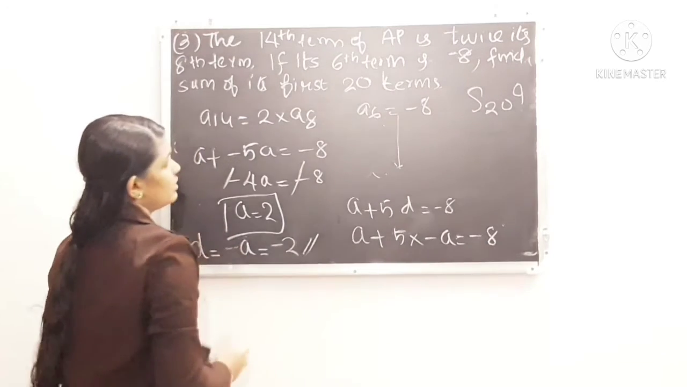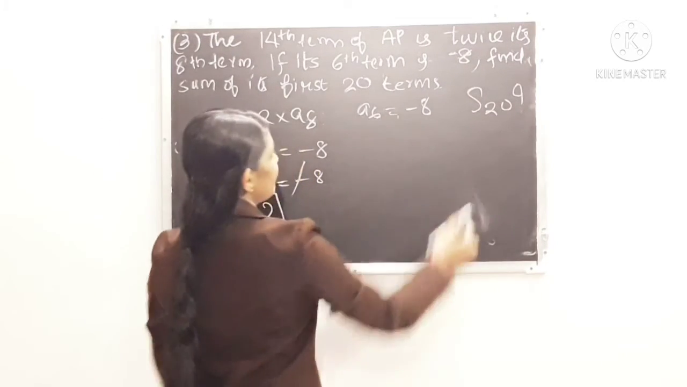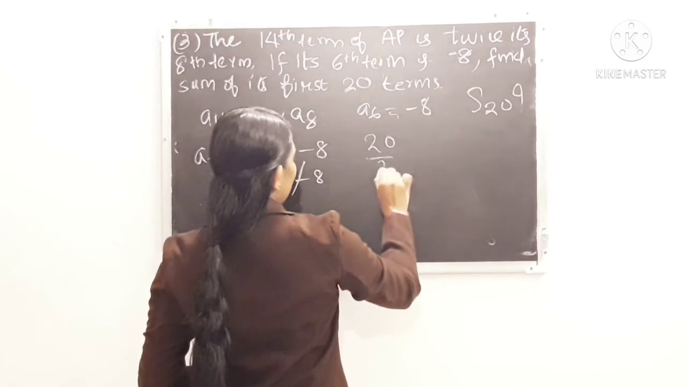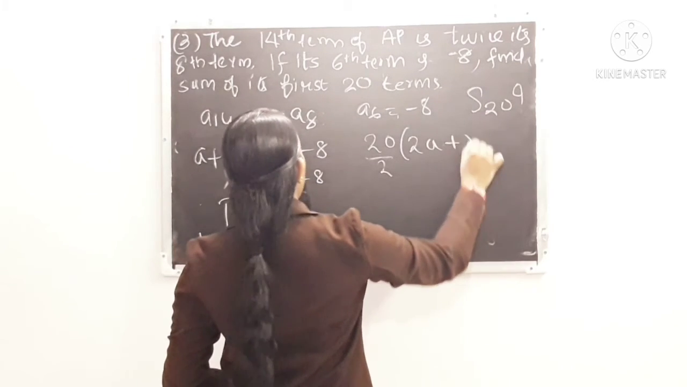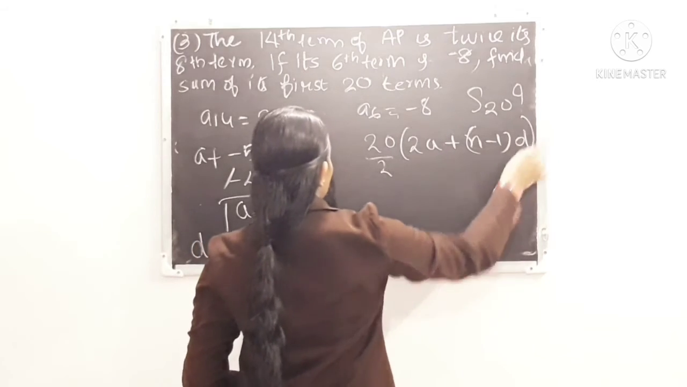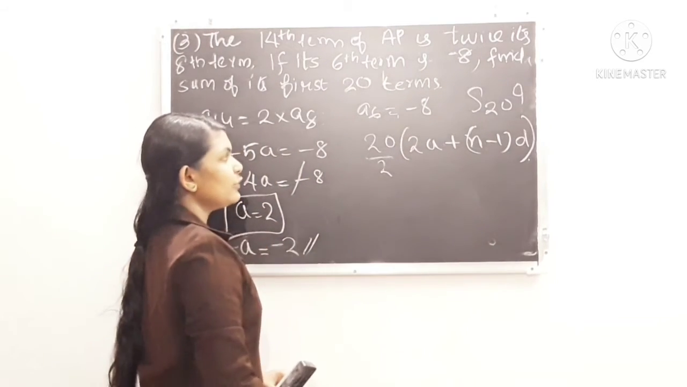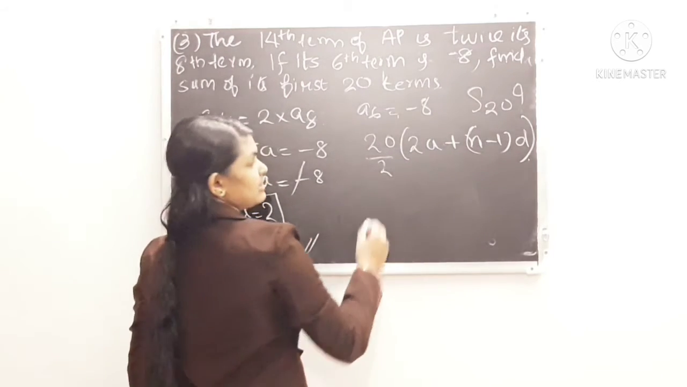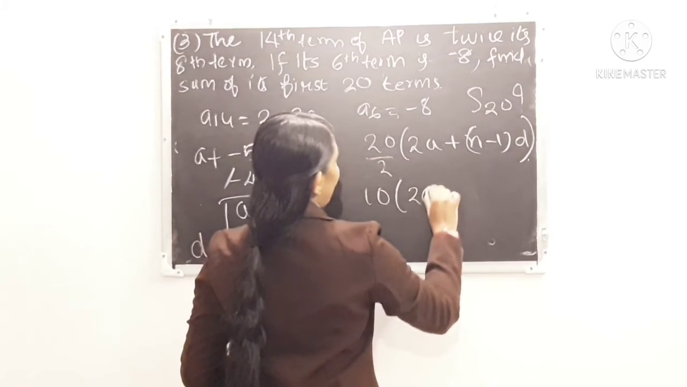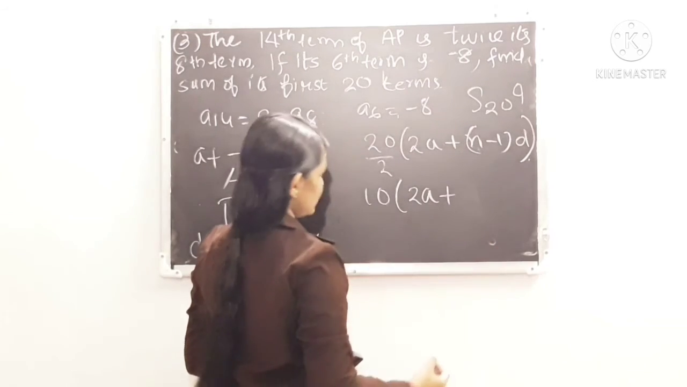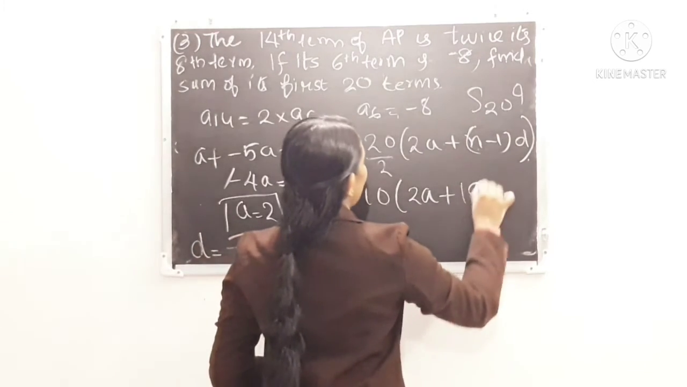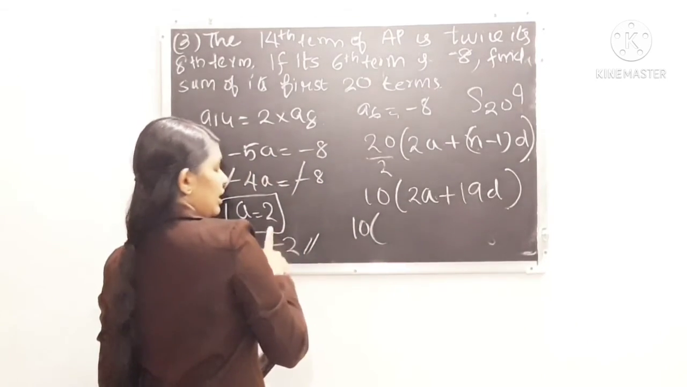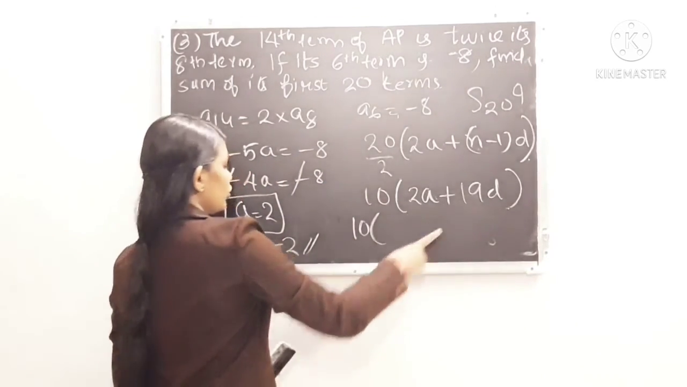Okay. Now we are asked to find the sum of the first 20 terms. So S20 can be represented as n by 2 into (2a plus (n minus 1) into d), where n is 20. So 20 by 2 will be equal to 10. So 10 into (2 into a plus (n minus 1) into d). What is n here? 20. So 20 minus 1 is equal to 19, so 19 into d. And 2 into a, where a we obtained as 2, means 2 into 2, which is equal to 4.